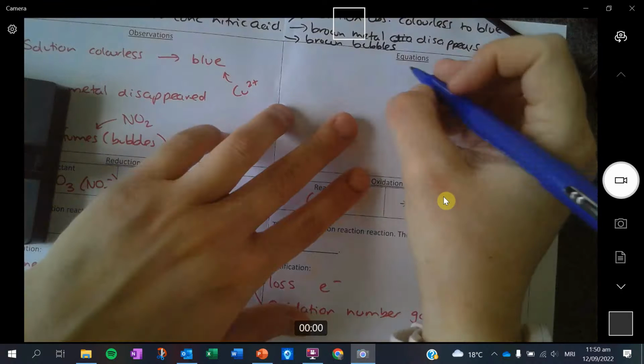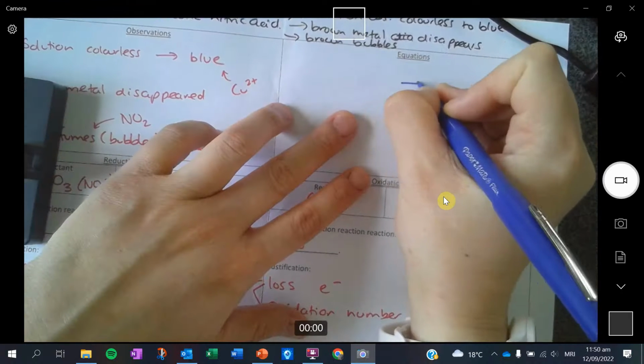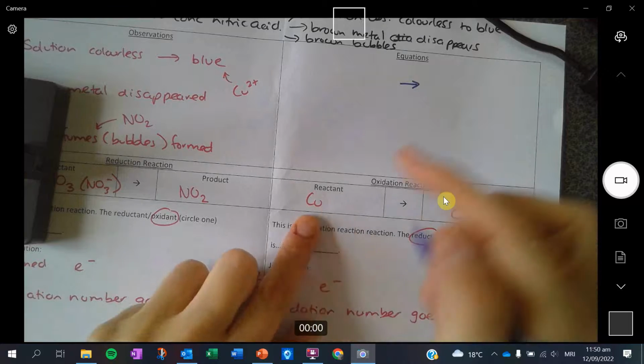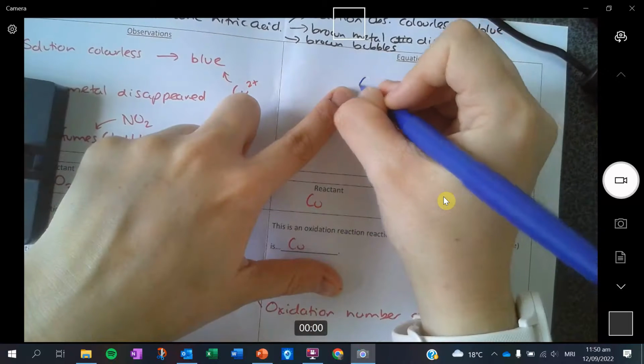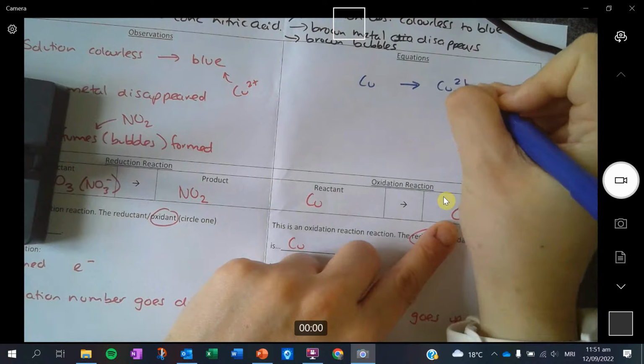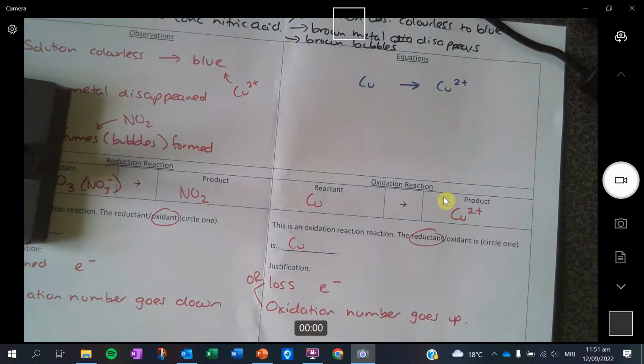So I personally like to line up my equations so that way they have all of the arrows in the center, so I can easily tell what's reactant and what's product. I'm starting with the copper, and I'm going to the copper 2 ion. So that's the first bit of my equation.